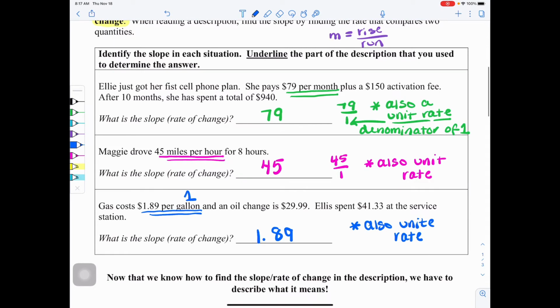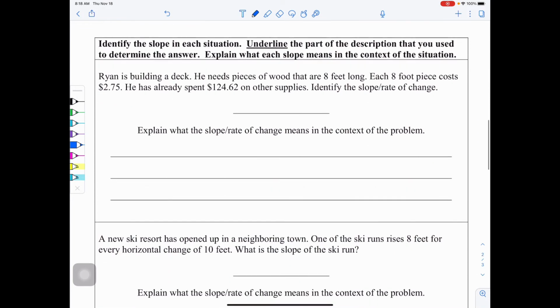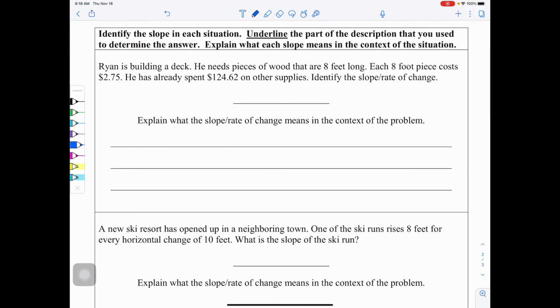So now that we know how to actually find the slope or rate of change in the description, our next phase is we have to be able to describe what it means. So if you would go on to the next section of your lesson, this part asks us to identify the slope in each situation, underline the part of the description that you use to determine the answer, and this time explain what each slope means in context of the situation. So remember, slope is the same thing as rate of change. So we're looking for the rate comparing the different quantities when we read the description.